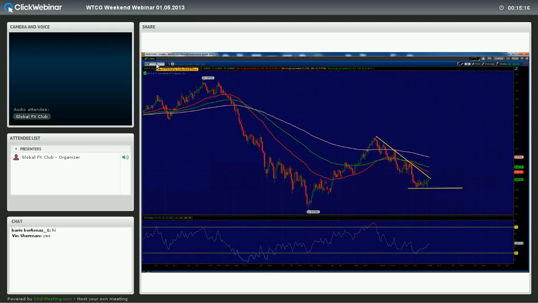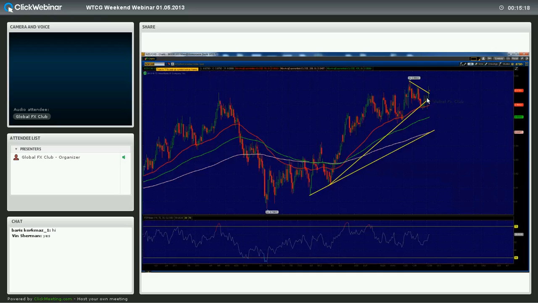Kiwi CAD is just really a disaster right now. Really has been for some time. There is a long opportunity for Kiwi CAD here. We did break out of this trend line.